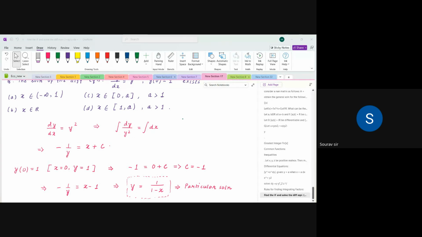Correct? Option A. Yes, absolutely. Option C will also be correct, right? A is some integer greater than 1, right? So that means it will include 1. It's a closed interval, right? So if A is 2, that implies it is closed interval 0 to 2. 0 to 2 includes 1, right? Oh, yeah, yeah. Correct. So only option A. Yes, exactly.